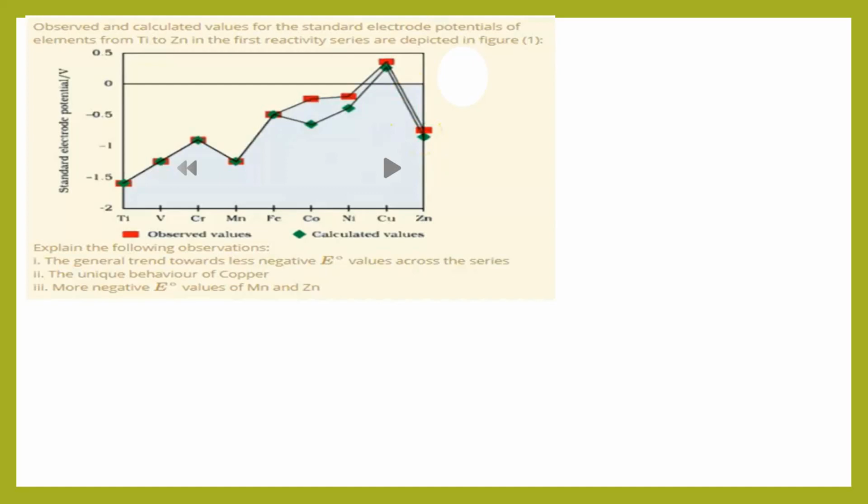Observed and calculated values for the SRP, standard reduction potential, the standard electrode potentials of the elements titanium to zinc. The first reactivity series is depicted.